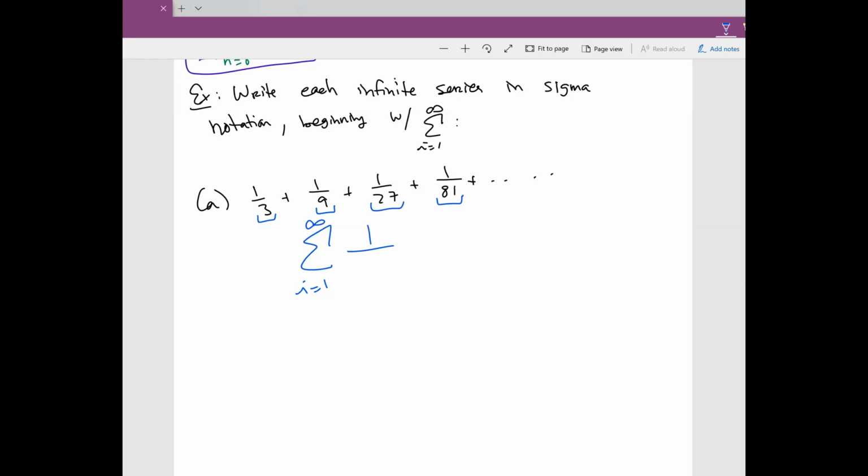Well, that's just 3 to some power, because if I do 3 to the first power, I get 3. Then 3 squared is 9. 3 cubed is 27. 3 to the fourth gives me 81. So it's going to be 3 to a power, and in this case, that power is i. So 3 to the ith power.